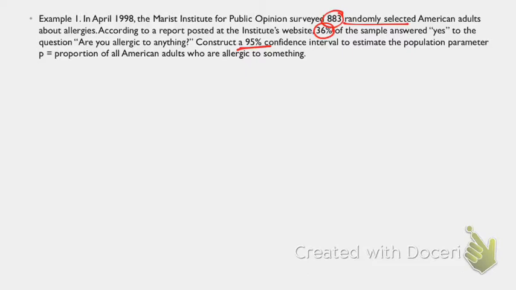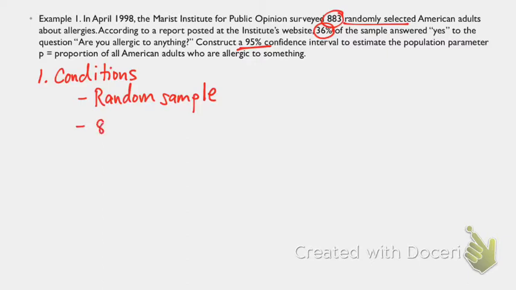So step number 1 is conditions. Randomly selected, and given to you. So conditions, random sample, so we're good to go. And I need to check the n times p hat and n times 1 minus p hat.